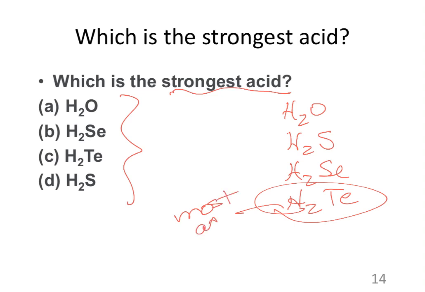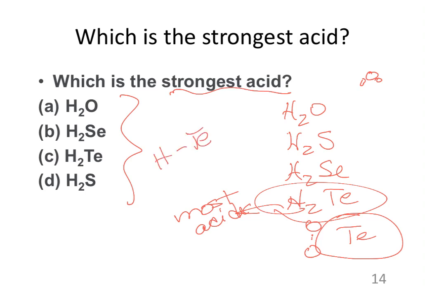It's at the bottom. And that's because tellurium itself is much larger than, let's say, oxygen. Okay, and because of that largeness, the bonds that it makes with hydrogen are much weaker, okay, and easier to break. So these hydrogen ions are more acidic than the ones on water.